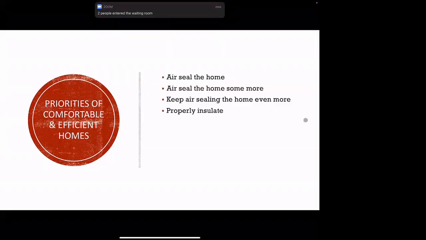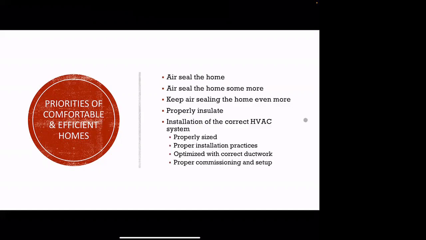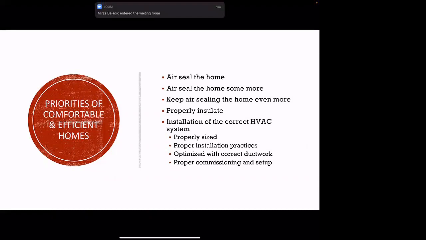Properly insulate, knowing what that insulation is doing, how it's in the home, how it's around the home, and installation of the correct HVAC system. And what I mean by that, and we'll get into more later, but here we just talk about properly sized. We need proper installation practices from the design to the installation, pulling a proper vacuum, brazing with nitrogen, all those things that we all do.